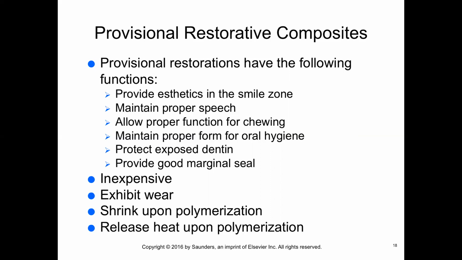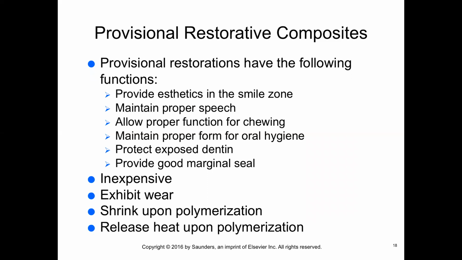Provisional crowns and bridges hold the prepared teeth in position so they don't drift and change their proximal contact position or occlusion relation with the opposing teeth. They provide aesthetics in the smile zone and maintain proper speech and oral hygiene, allow for proper chewing, protect exposed dentin, and provide a good marginal seal.